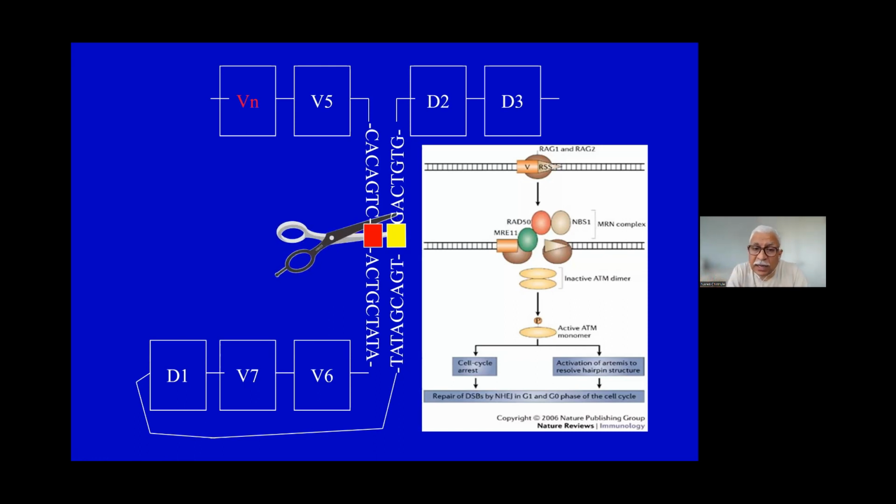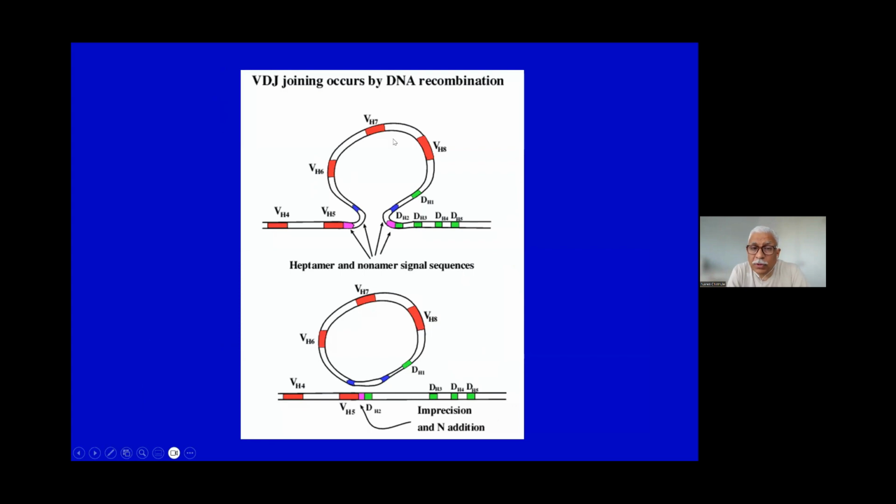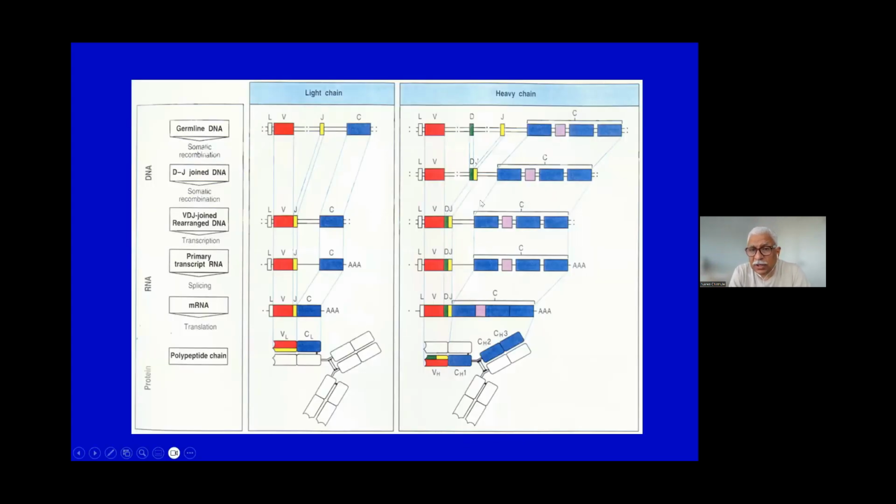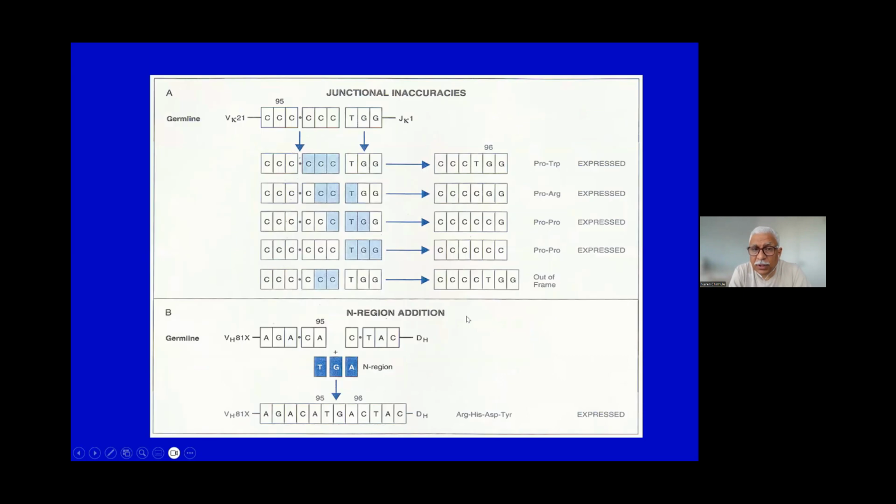And when that DNA is cut, that middle portion between V5 and D2 is excised, and that portion of the chromosome is gone, and V5 comes adjacent to D2. So that's at the DNA level. And so that's your V5 and D2 that are joining, forming this molecule.